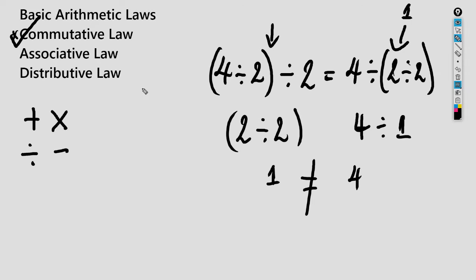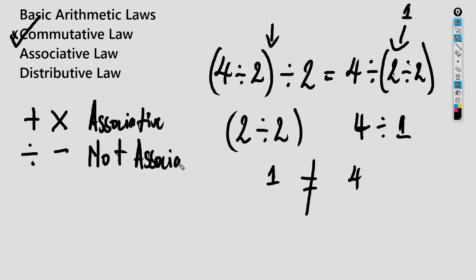So it's the same thing as earlier with the commutativity: addition and multiplication are associative, but division and subtraction are not associative, okay? So you can't just switch around the brackets when you're dividing or you're subtracting. Okay, great. So let's move on to the distributive law.